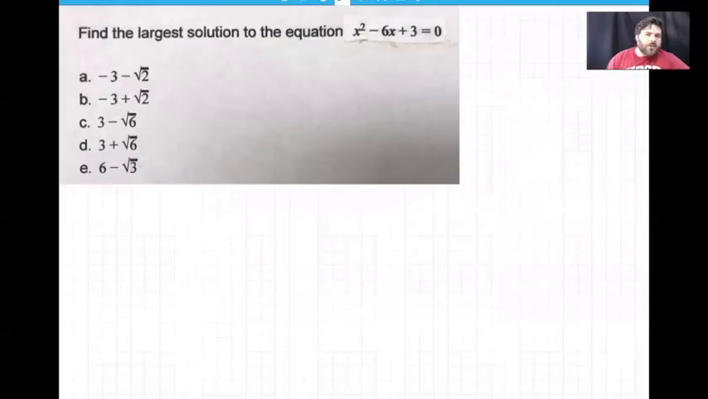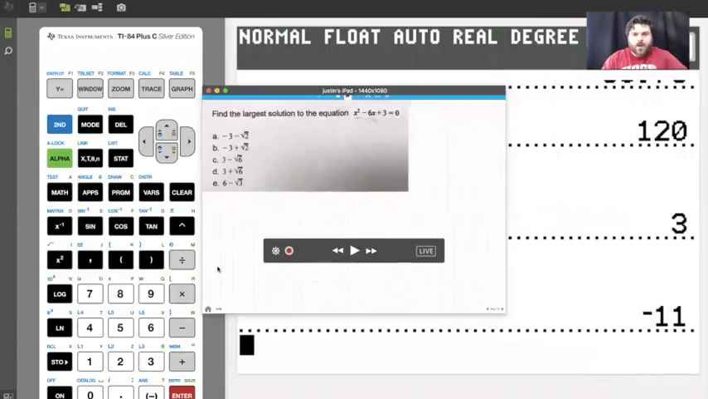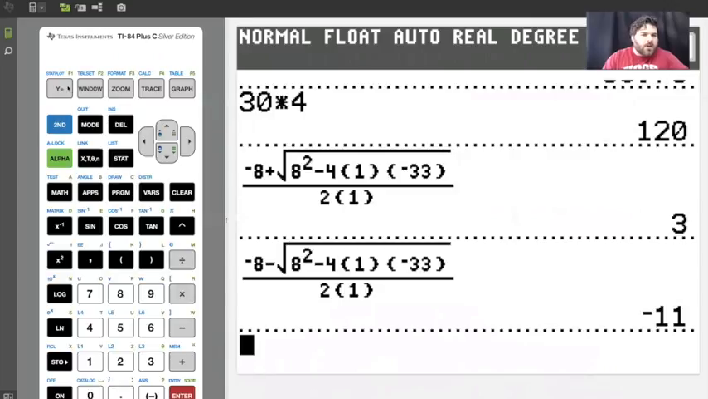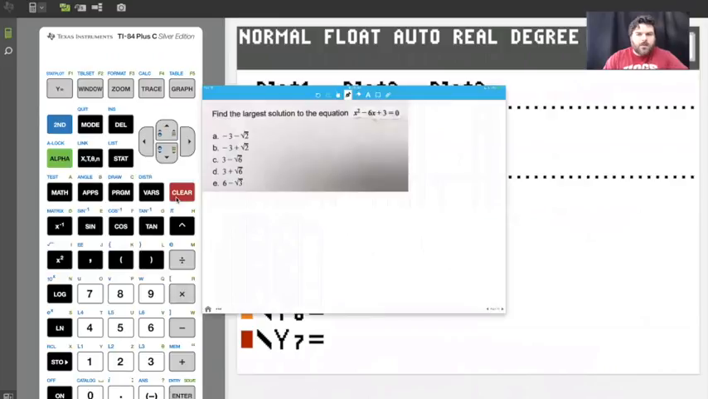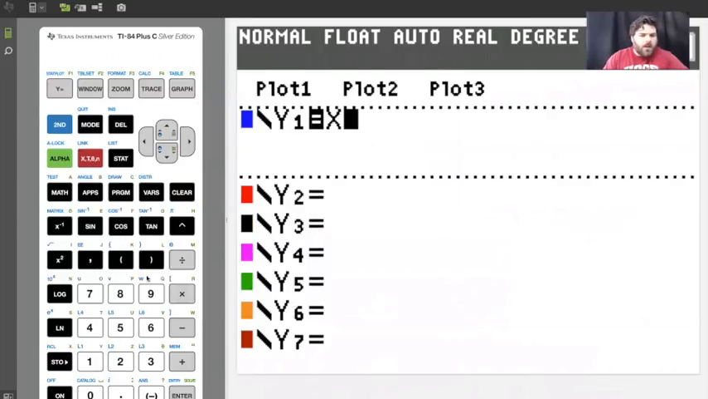All right, find the largest solution to the equation x squared minus 6x plus 3 equals 0. All right, so the largest solution to the equation. So we're solving this thing. So I'm going to go ahead and just go straight to my graphing calculator here. I'm going to find the zeros. So I'm going to graph the equation and then find the zeros. So I go to y equals, clear everything out. All right, x squared minus 6x plus 3. I want to know when it crosses the x-axis.